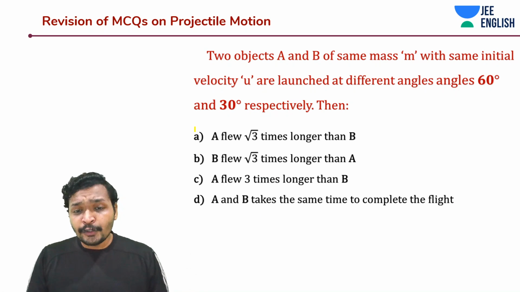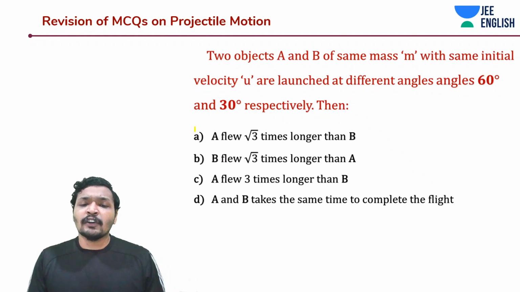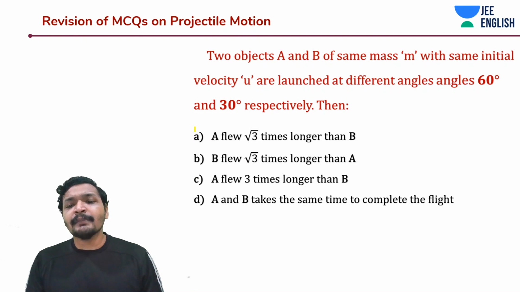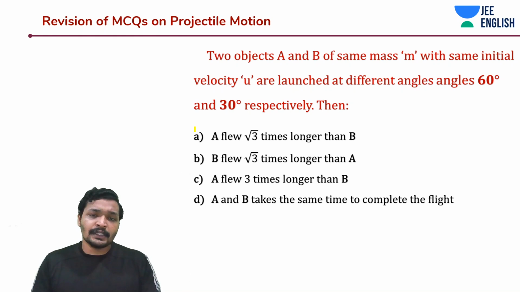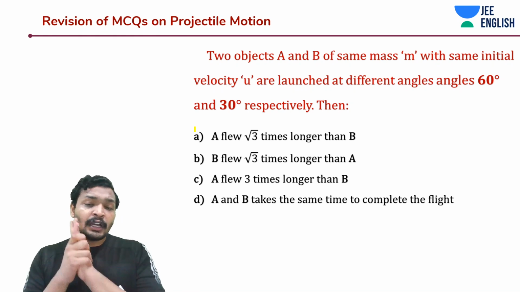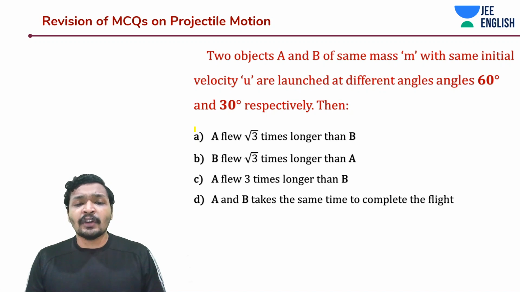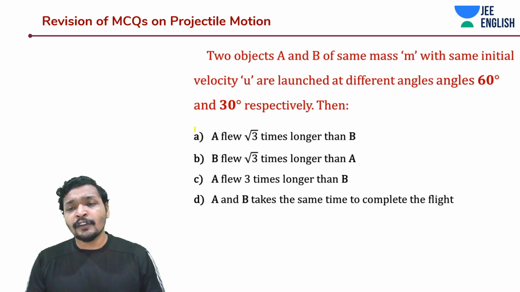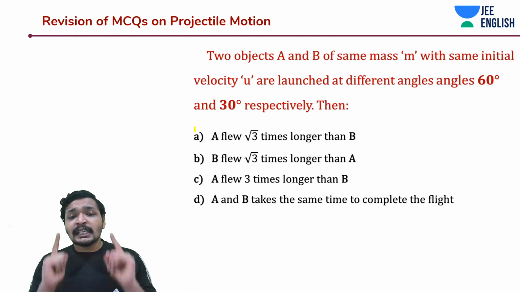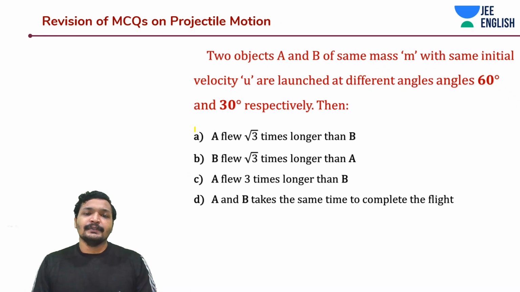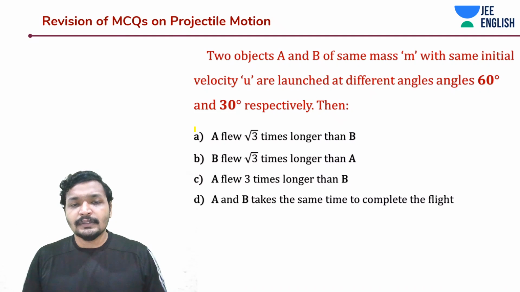A flew root 3 times longer than that of B, B flew root 3 times longer than that of A, A flew 3 times longer than that of B, and A and B take same time to complete the flight. There are 4 options given to you which are talking about time of flight, comparing both A and B. And now you know this 60 and 30 degrees angle are complementary.